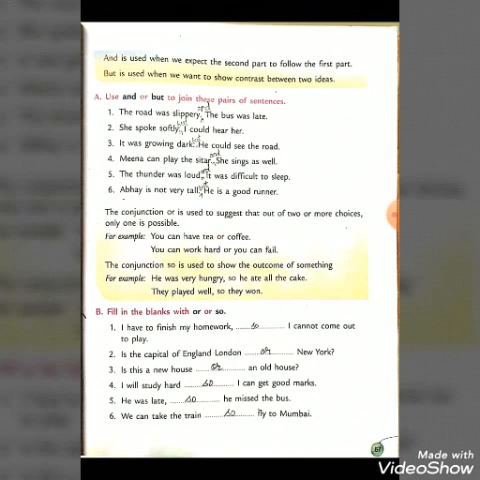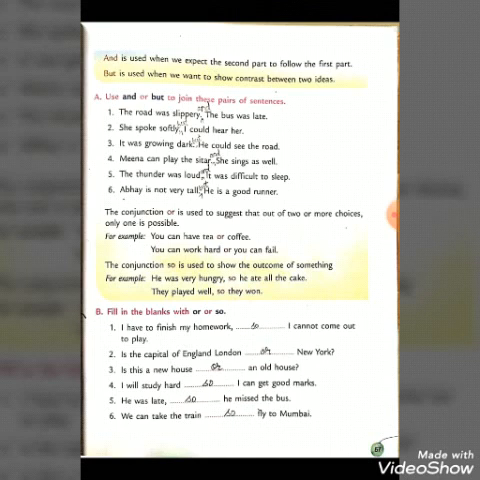Now the next one: is this a new house or an old house? Here is also a choice. You have to choose. Now the next example: I will study hard so I can get good marks. Here it shows the outcome: I will study hard so I can get good marks in the examination.